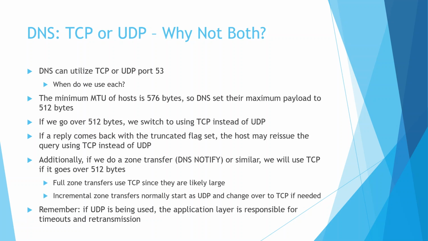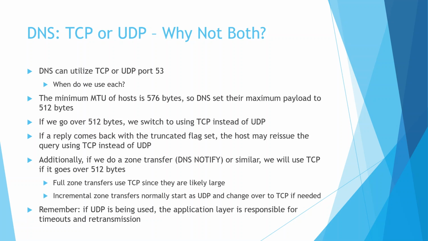Additionally, if we're doing a zone transfer, which we refer to as a DNS notify, we will use TCP if it goes over 512 bytes. In a lot of cases, this is where we are going to definitely use TCP because things like full zone transfers are going to be pretty large in most cases.